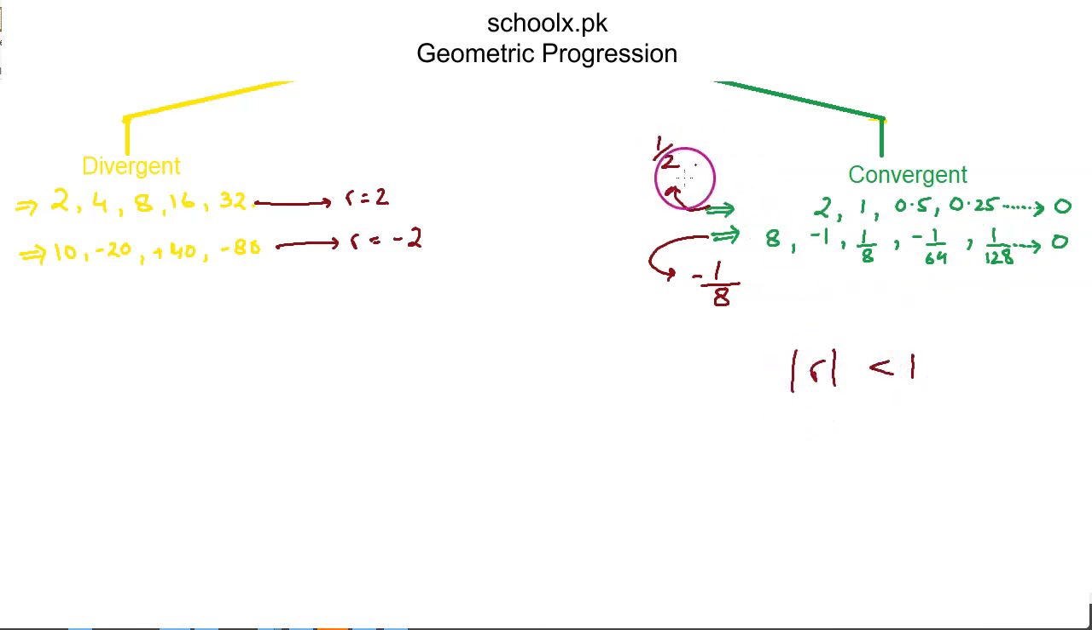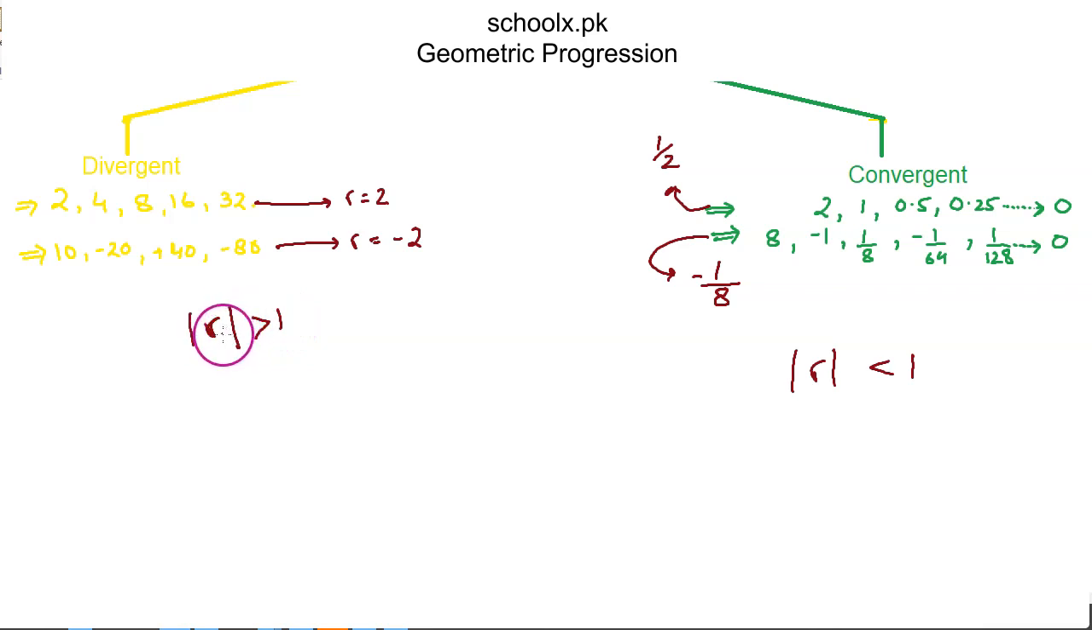Right? This is 0.5. This is also less than 1. It must be 0 point something. And here the common ratio of the sequence is, the magnitude of the common ratio of these two sequences is greater than 1, right? The size of the common ratio, right?